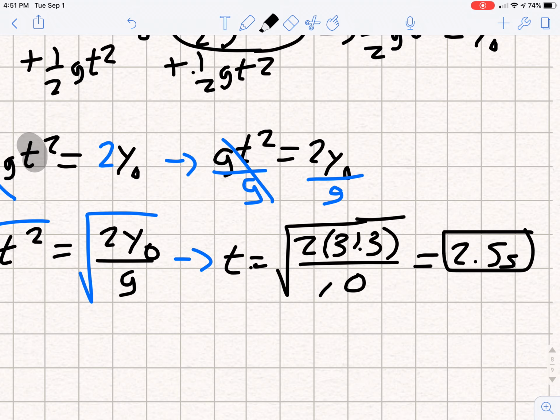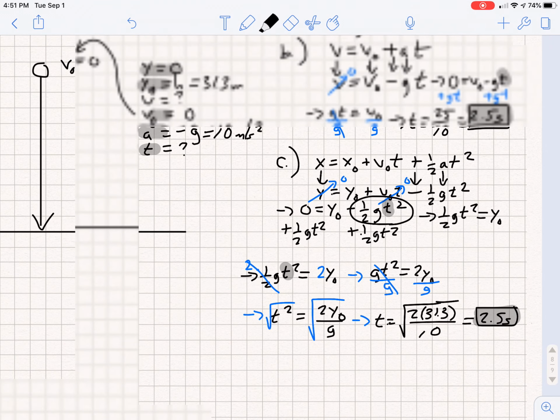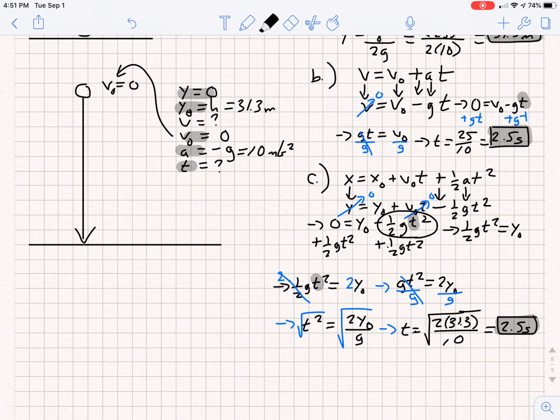Now that is an interesting conclusion, because if we look back at part B, it took 2.5 seconds to go up to its highest point. Well, apparently it takes 2.5 seconds to go down from its highest point. So if we neglect something called air resistance along the way, then we can make yet another simple pattern that goes along with free fall acceleration, and that is time is symmetrical. Time up equals time down.